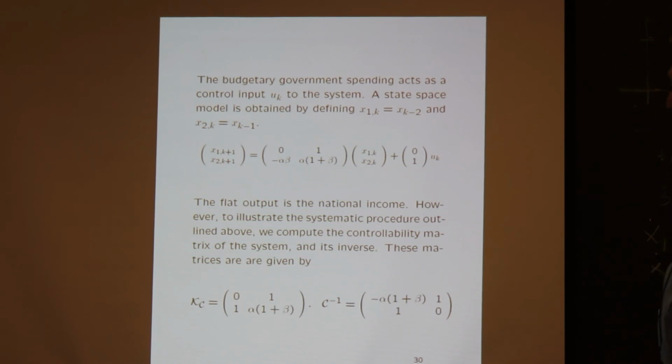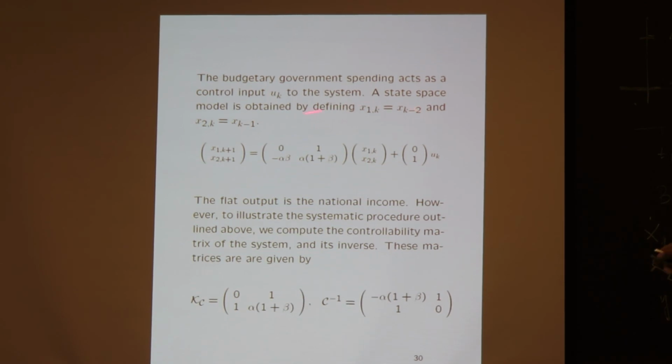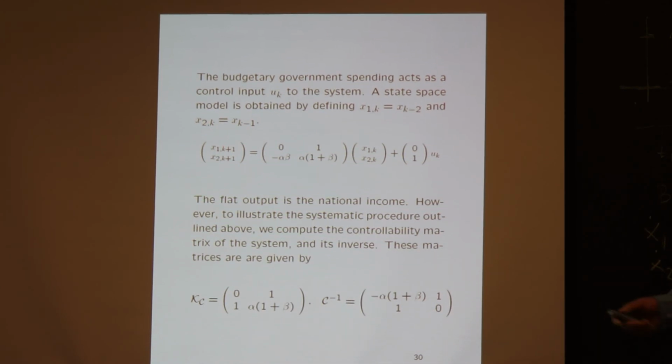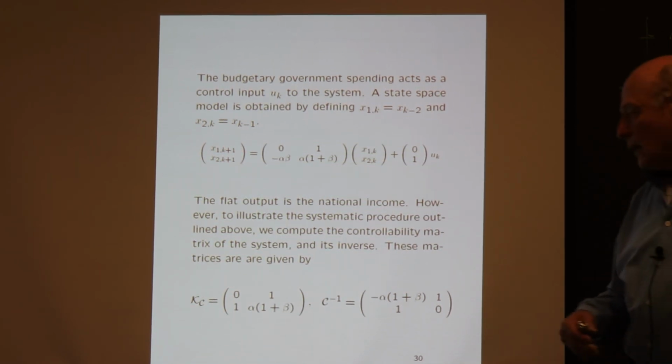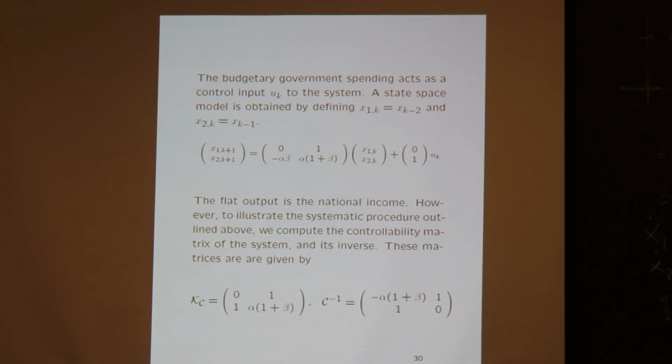That autoregressive model can be put in terms of a state space representation by defining x1 as x_{k-2} and x2 as a forward time shift of x1, which is x_{k-1}. So the state space representation is very well known, it's like that, and u will still be the value of the control taken in the present year. So everything is causal, but now you see that the flat output here is the national income. It is the evolution of the national income which will determine the evolution of everything in the economy.